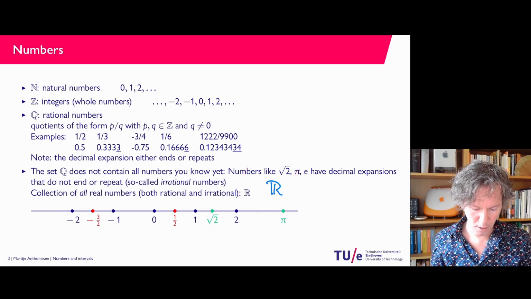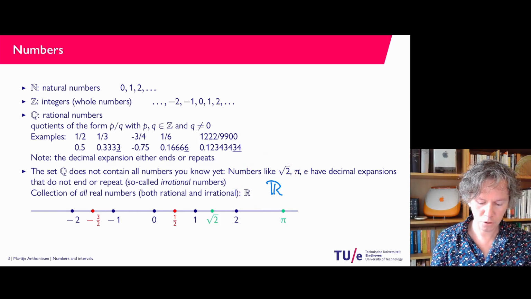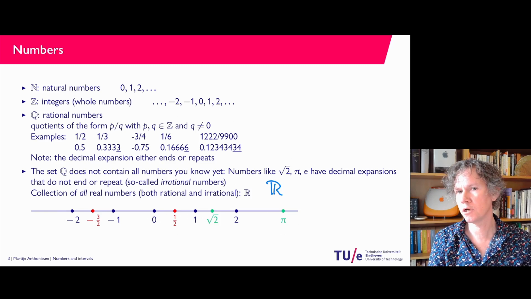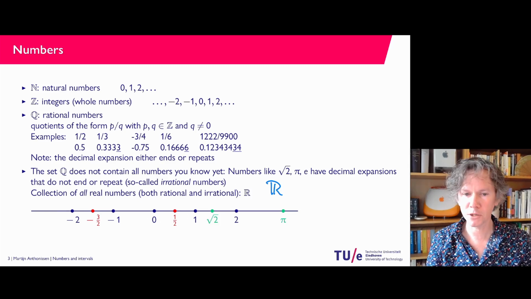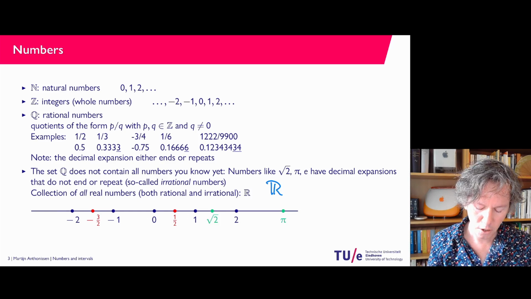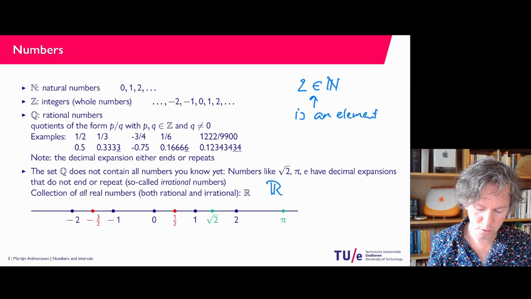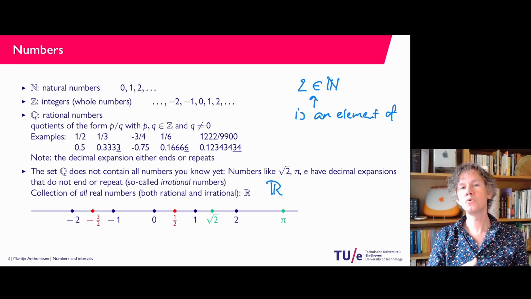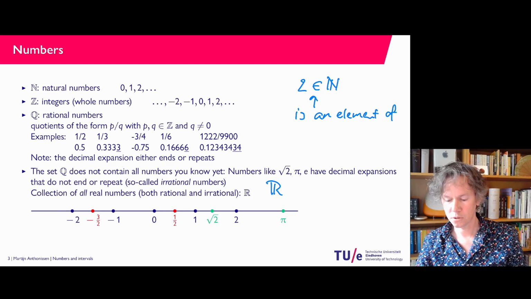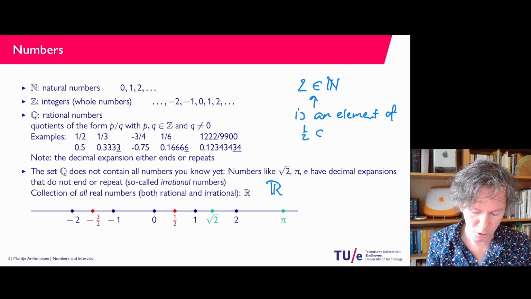And what you can also do is, just a bit of notation that I will frequently use, but let me introduce it for when you haven't seen it yet. You can write something like 2 is an element of N. So this little euro-like symbol, if you like, means "is an element of". So it means that 2 is in the collection of natural numbers. And similarly, a half is an element of Q, or a half is also an element of R, if you like.